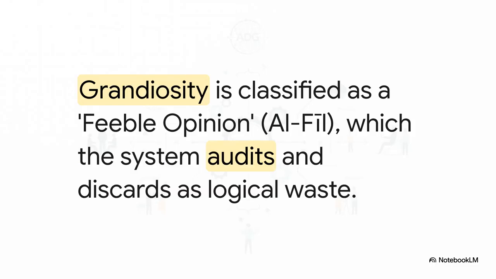And what about grandiosity, that inflated sense of self? It's not just a bad personality trait here. The system flags it as a specific kind of logical error, a feeble-minded opinion, all feel. The analogy is a house built on a spider's web. It looks like something, but it's fundamentally weak, and the system is designed to just blow it away. It's actually the same root problem as wearing social masks. Both are about projecting a hollow, fragile image instead of building something solid inside.